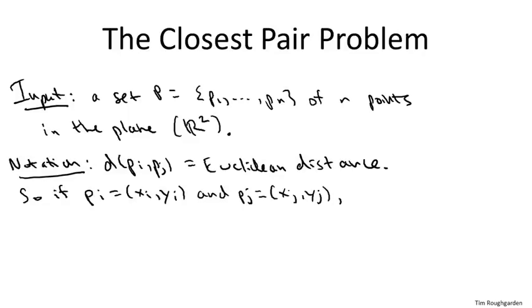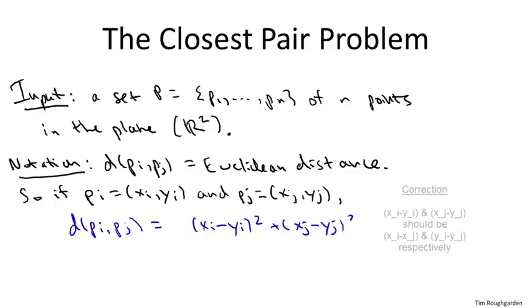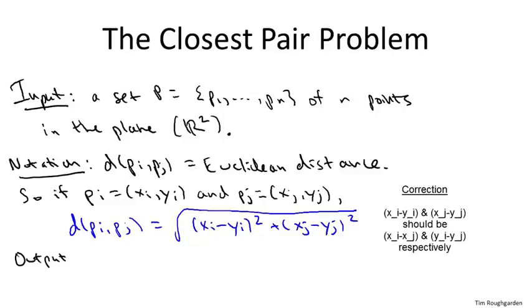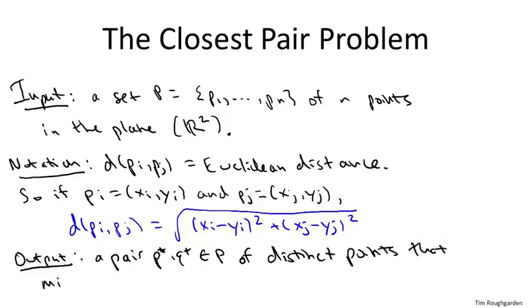We're going to denote the Euclidean distance between two points p_i and p_j by d(p_i, p_j). In terms of the x and y coordinates of these two points, we just look at the squared differences in each coordinate, sum them up, and take the square root. And now, as the name of the problem would suggest, the goal is to identify, among all pairs of points, that pair which has the smallest distance between them.